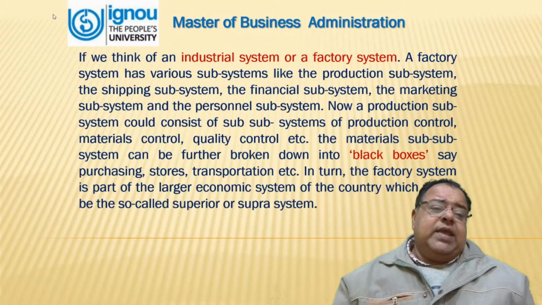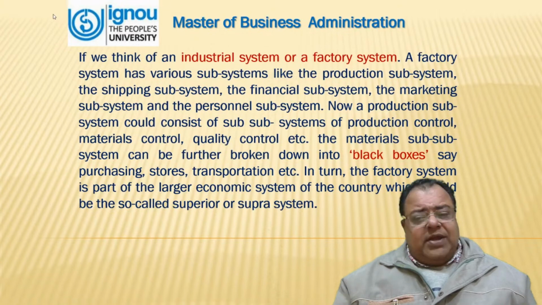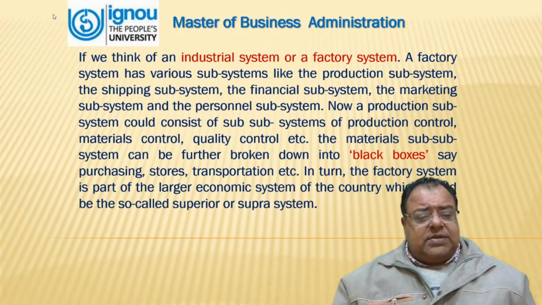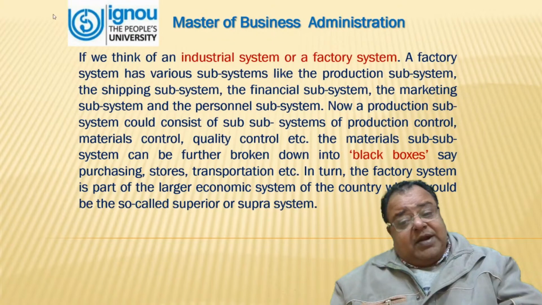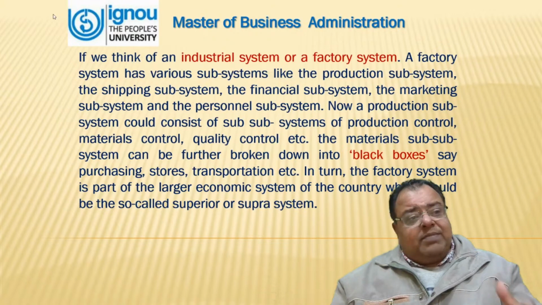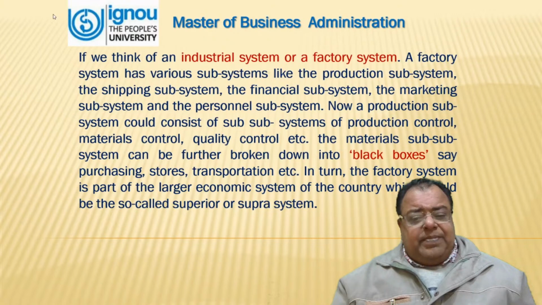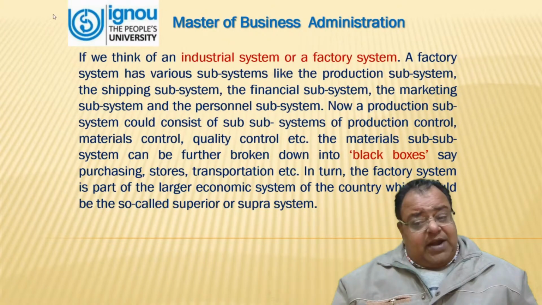If we think of an industrial system or a factory system, it has various subsystems like production subsystem, shipping subsystem, financial subsystem, and so on. Now, a production subsystem could consist of subsystems of production control, materials, quality control, etc. The materials subsystem can be further broken down into black boxes, say purchasing, stores, transportation, etc. In turn, the factory system is a part of the larger economic system of the country, which would be the so-called superior or supra-system.